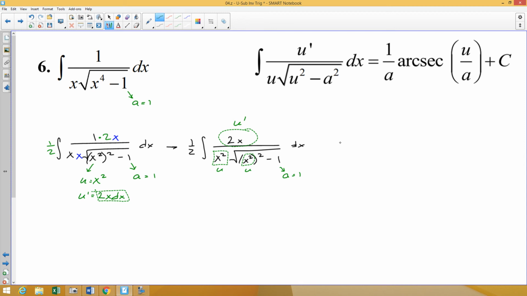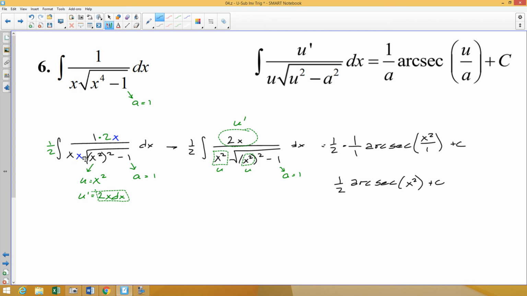So my answer is going to be 1 over a, which is 1, arcsecant of u, which is x squared, over a, and a is 1, plus c. And then don't forget, and this almost snuck away from me, I did put a 1/2 out front, so that 1/2 needs to come along for the ride. And the answer really ends up just being 1/2 arcsecant of x squared plus c. There we go for number 6. That's probably going to be the hardest one.